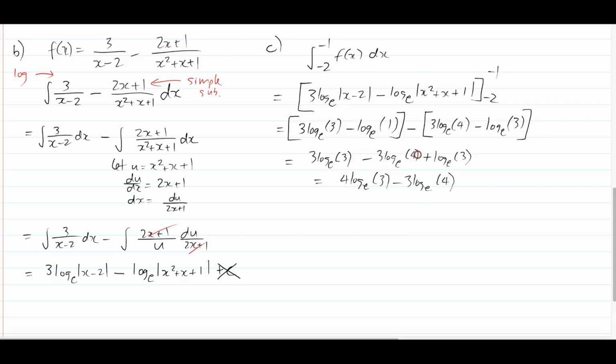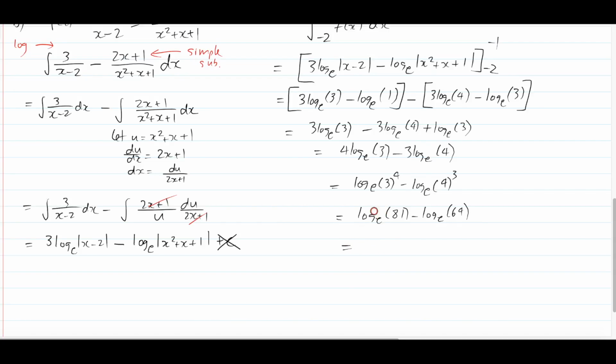You can technically leave your answer like this, but I believe the textbook answer combines the logs together. To make it similar to the textbook, you can bring the 3 to the power 4 up over here, and then bring the 3 up here as well, so that's 4 to the power 3. Log e 3 to the power 4 is log e 81, minus log e 4 to the power 3, that is log e 64. If you have one log minus another, you can divide the arguments inside. So that's log e of 81 divided by 64.